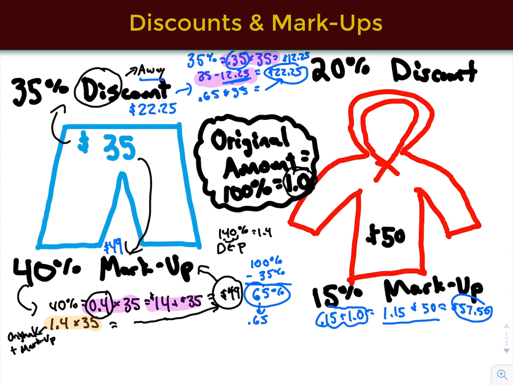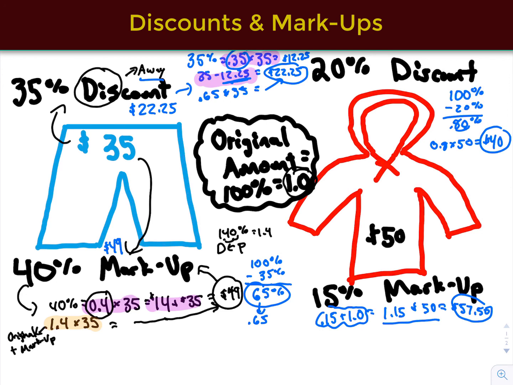Finally, I have 20% discount for the sweatshirt. 100% of the sweatshirt costs $50. I'm going to take away 20%, which leaves me with 80%, which is 0.8. And I would just do 0.8 times 50, which gives me $40. So that's how we do discounts and markups in one simple step.